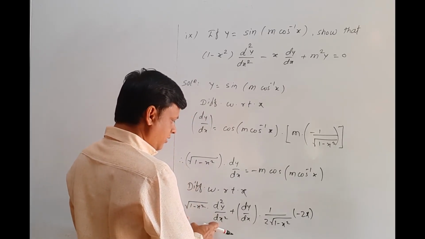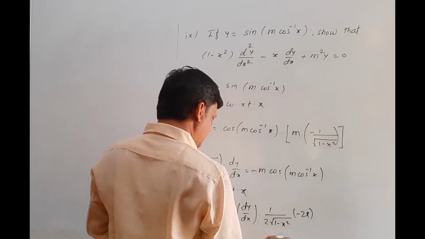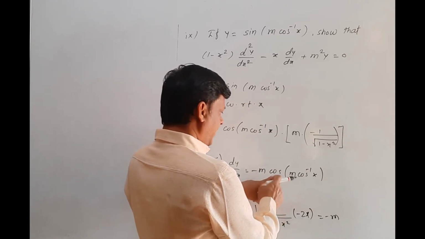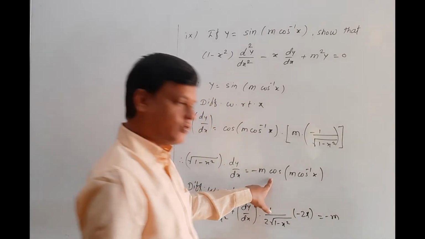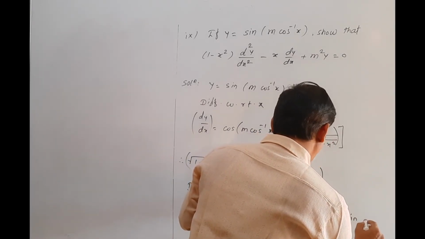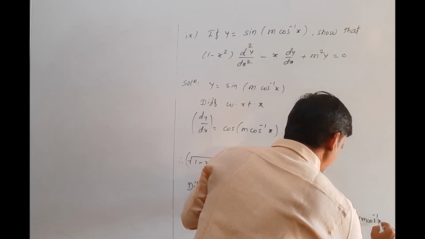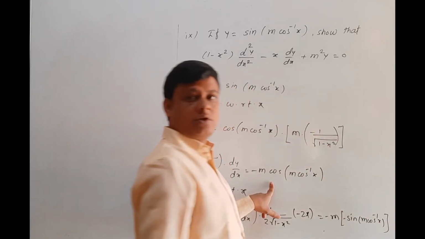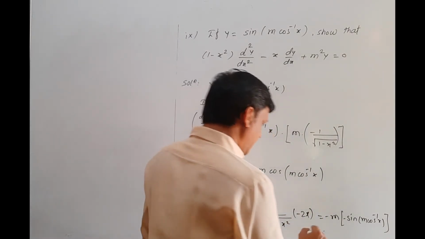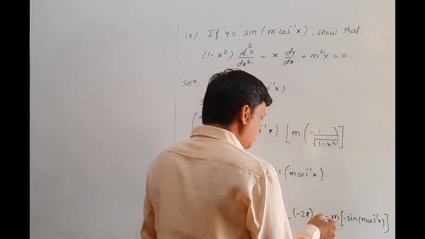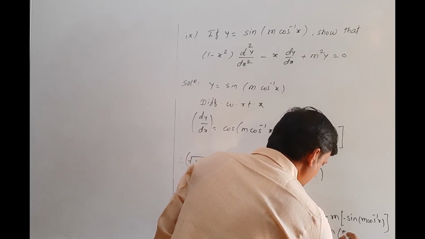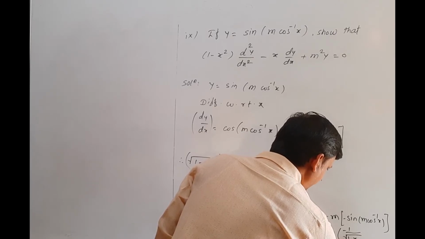So first function into derivative of second plus second function into derivative of first is equal to, now here minus m is the first term. So we have to find the derivative of this cos. The derivative of cos is minus sine. So write here minus sine of m cos inverse x into, now we have to find the derivative of this m cos inverse x. So write here m into the derivative of cos inverse x, in a bracket, minus 1 upon under root 1 minus x square.